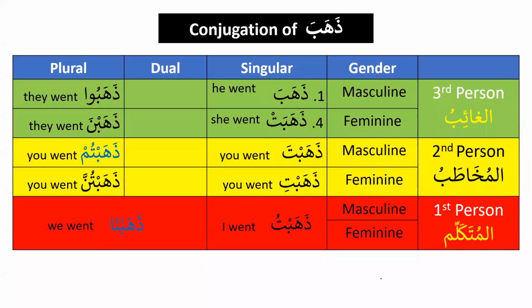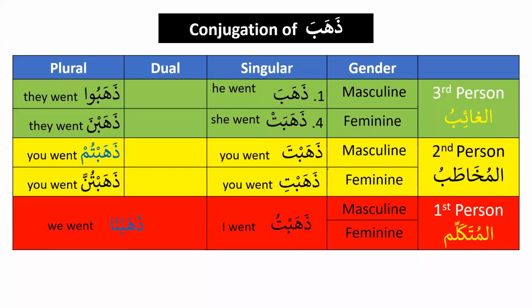The verb, the conjugation of dhahaba, we are done with the third person, which is called al-ghaib. So all the four we have learned for the singular and for the plural. So we know dhahaba means he went, and dhahabu means they went. We have learned it already. Dhahabat, she went, and dhahabna, they went. So these four are clear now. We have already completed for al-ghaib, which is called the third person.